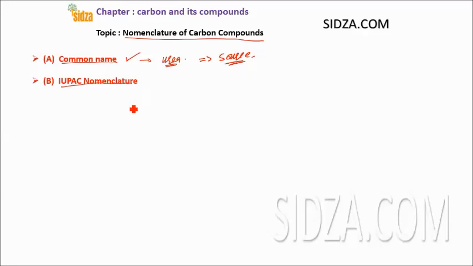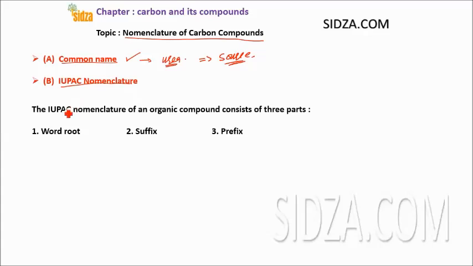In the IUPAC nomenclature system, we have a well-defined set of rules, and when we follow them, we get a systematic way of nomenclature. According to the IUPAC system, the name of an organic compound consists of three main parts: word root, suffix, and prefix. So I am going to write down a compound here, and I would like to name it as per the IUPAC nomenclature system.